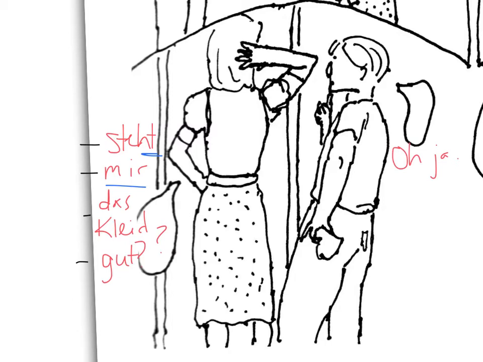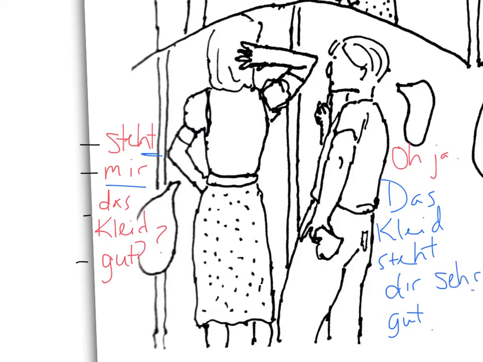So for Michael's answer, we would say, oh ja, das Kleid steht gut. Now right now we've got, oh yes, the dress looks good. But we always need to say on you. Auf Deutsch, you just have to have that. So it's got to be, das Kleid steht dir gut. And if Michael wants to be a really good guy, steht dir sehr gut.